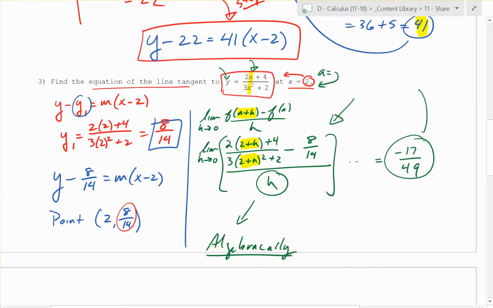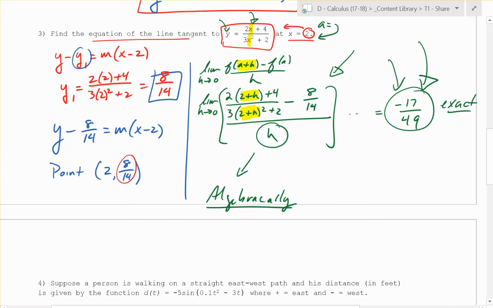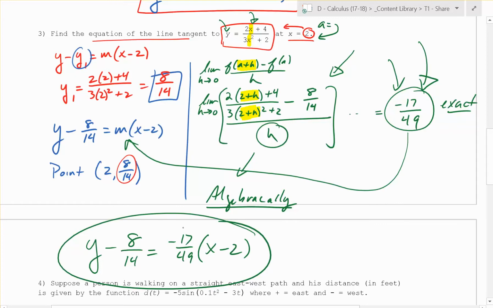Now, the advantage here was that this is the exact answer. On your calculator, it gets real close, and it can be exact, but it's doing a lot of estimation, so sometimes it's not going to be as exact. Either way, we've used our calculator to verify that that's the slope, and this is just the m value. So now we have y minus 8 over 14 equals negative 17 over 49 times x minus 2. That's the slope of the tangent line right there.